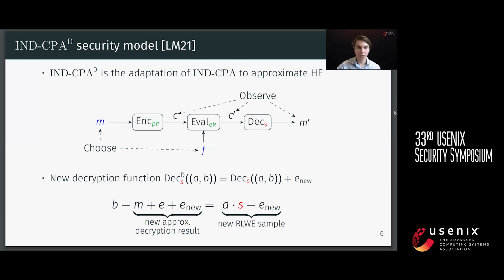The authors show that in order for this scheme to be secure, we need to modify the decryption function slightly. It's exactly as before, but we just add a new noise E_flood, and this is sometimes called noise flooding. What happens here if we try to do the same as before? Instead of just A times S, we get A times S minus E_flood, which is a new ring LWE sample. And if this noise is big enough, then the secret is still unknown.